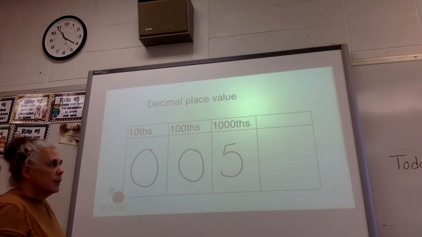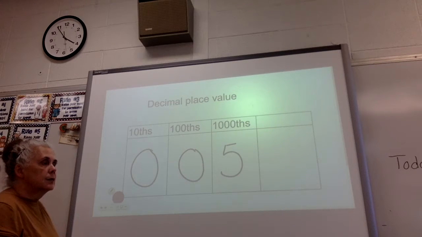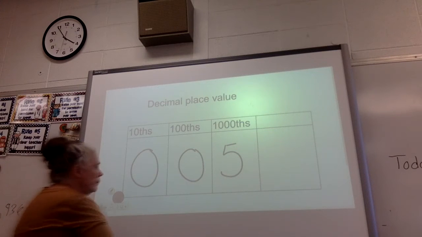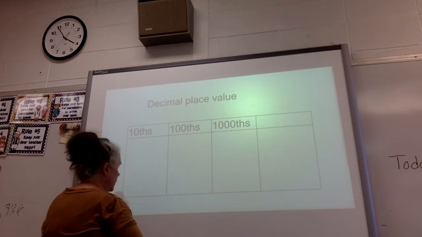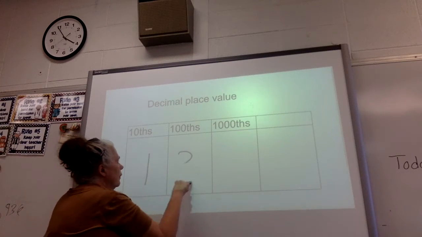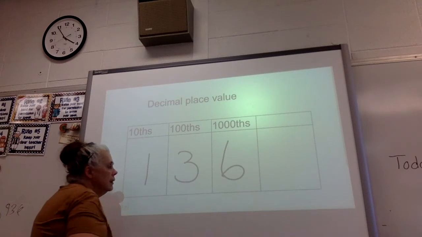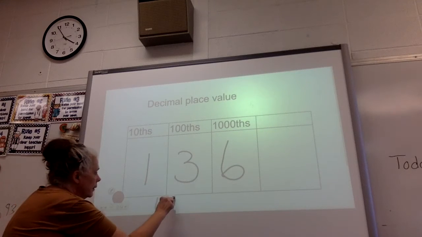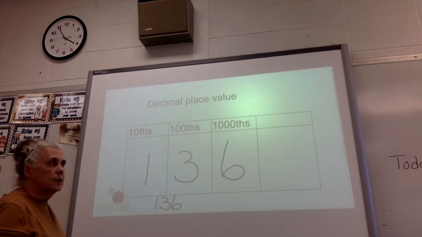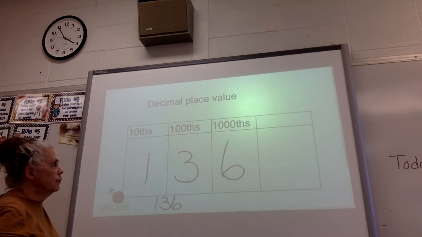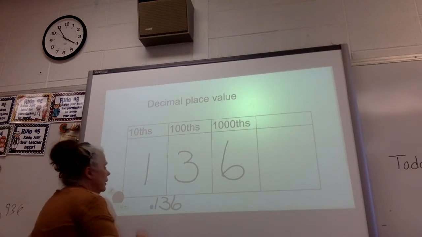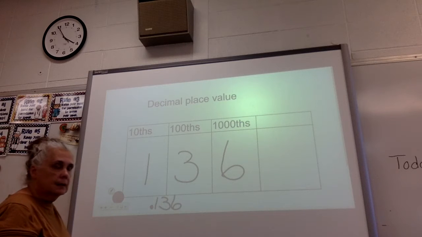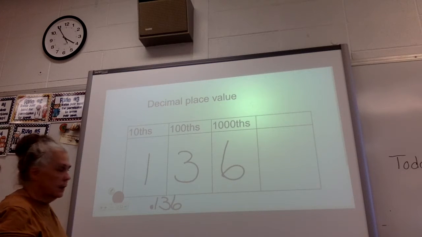To read them or to do word form, you just think how you would read it in your head and then write it down. You use this whole chunk, the decimal whole chunk. So if I had this, I would say what that said just by itself. It says 136, and then I just find the name of the last spot, thousandths. So this says 136 thousandths.